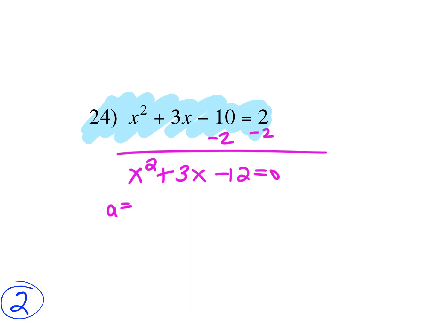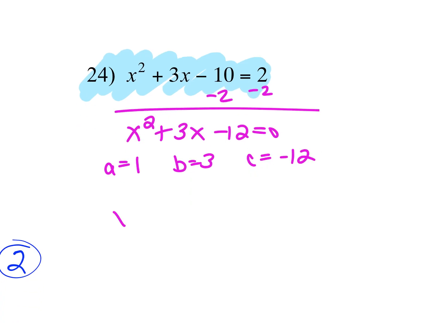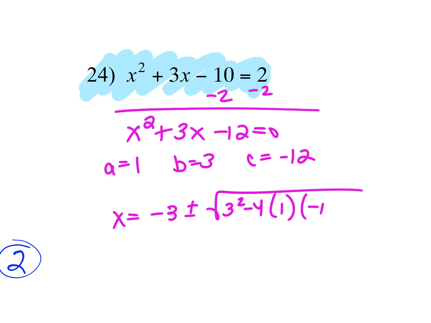What's that number in front of x squared? 1. What's your b term? 3. And what's your c term? Negative 12. So x equals negative b, so negative 3 plus or minus the square root of b squared, 3 squared, minus 4 times a, which is 1, times c, which is negative 12, all over 2 times a, which is 2 times 1.